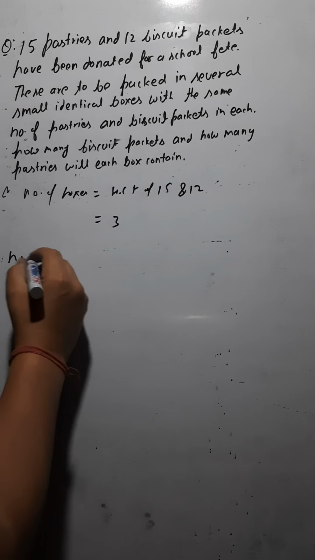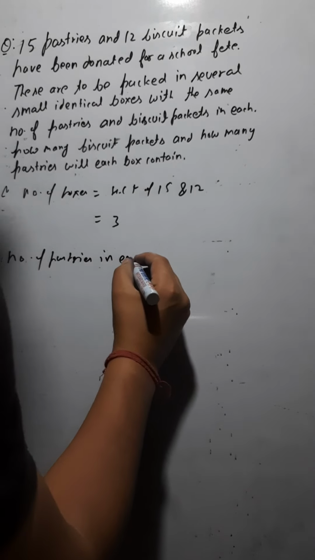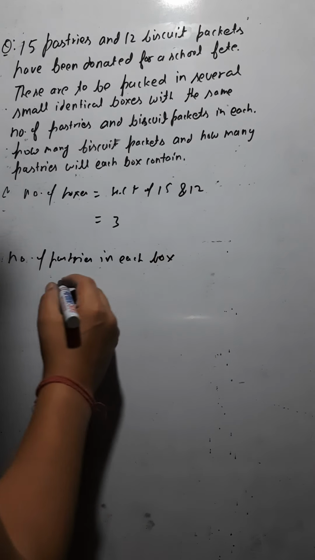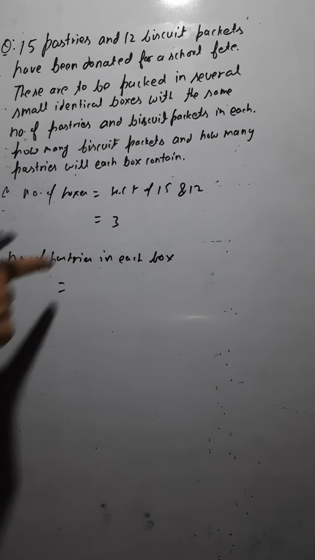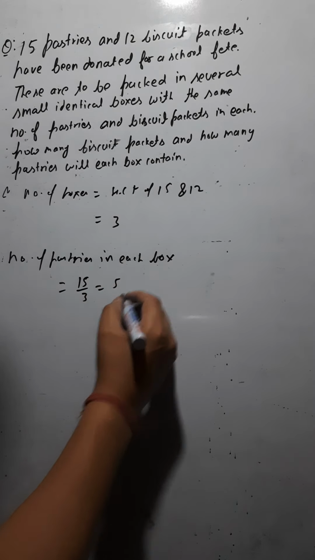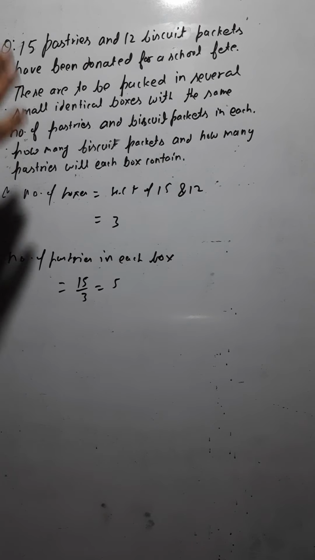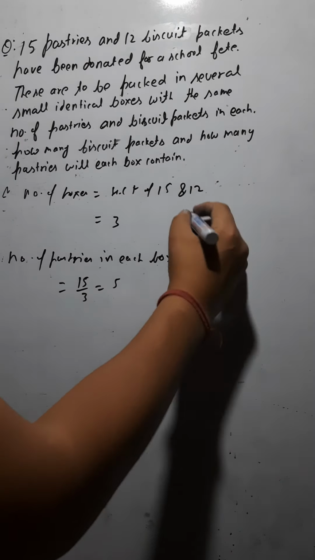So number of pastries in each box. Can you tell me how many pastries would be there? Because the pastries are 15, you have 3 boxes, so the number of pastries will be 5. So in each box you would have 5 pastries. 5 pastries you would have in the first box, then 5 in the second, 5 in the third one.